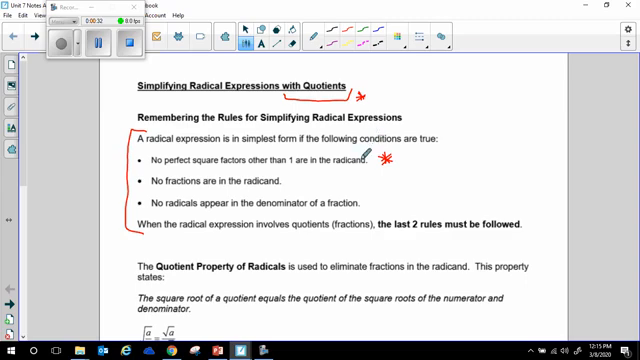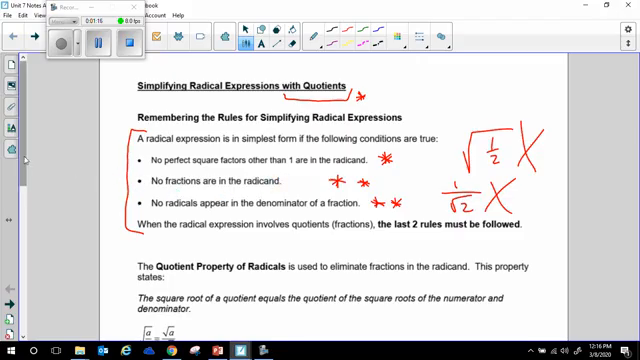Now that we have quotients involved with our radical expressions, we also have to look at these two rules and make sure that we are following them as well. The first one is no fractions are allowed in the radicand, remembering that's the number that's underneath the square root sign. So we can't have something like this, the square root of 1/2. Okay, that's not allowed. And no radicals appear in the denominator of a fraction. So for instance, we can't have this, 1 divided by the square root of 2. That's not allowed either. So today we're going to learn how we can get rid of or simplify those two items as well.